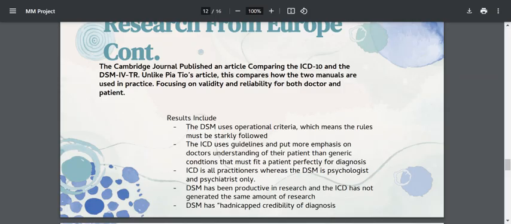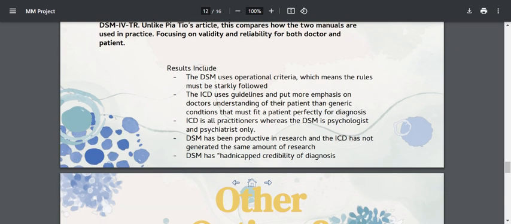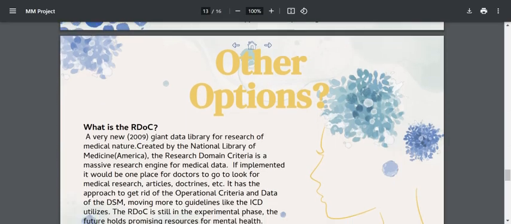The ICD is for all practitioners, whereas the DSM is strictly psychologists and psychiatrists only. The DSM has been productive in research, and the ICD has not generated the same amount of research around it. However, the DSM has handicapped credibility of diagnosis.